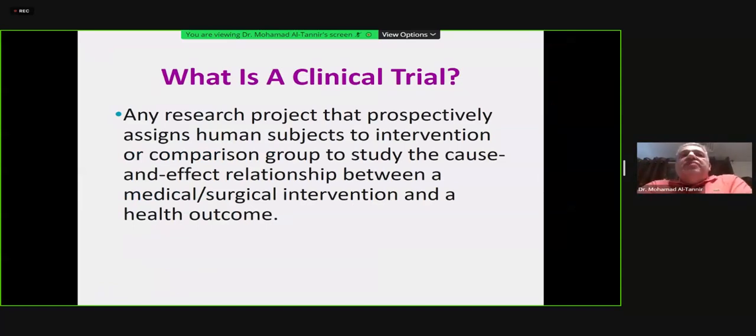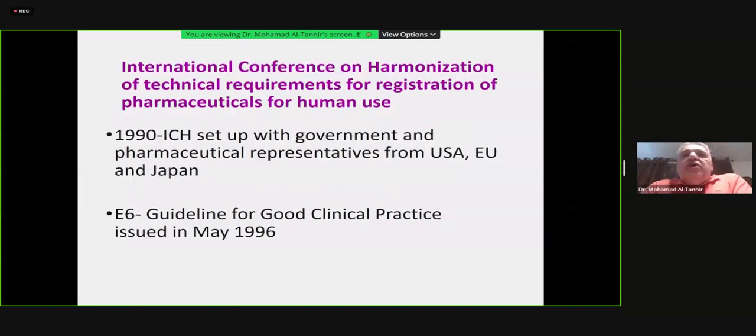So what is a clinical trial? Any research project that prospectively assigns human subjects to an intervention or comparison group to study the cause and effect relationship between a medical or surgical intervention and health outcome. So whenever these conditions are fulfilled, we are talking about a clinical trial.